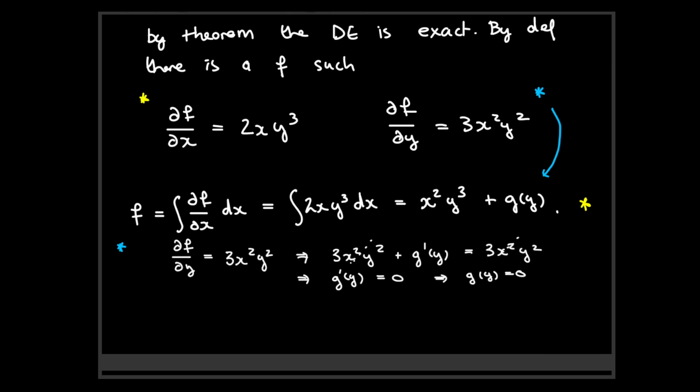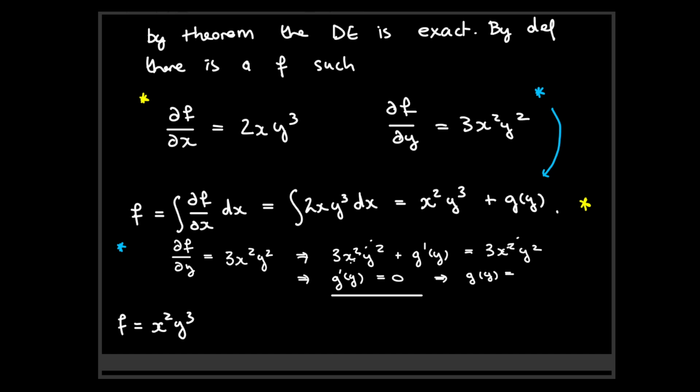So finally, we can write the whole solution of the differential equation, because now we know what g of y is. We can say that f is definitely equal to x squared y cubed. By the way, just one thing here. The way we go from here to here is just by standard integration. So you're probably asking, why isn't there a constant here? The answer is because we can choose g to be anything.